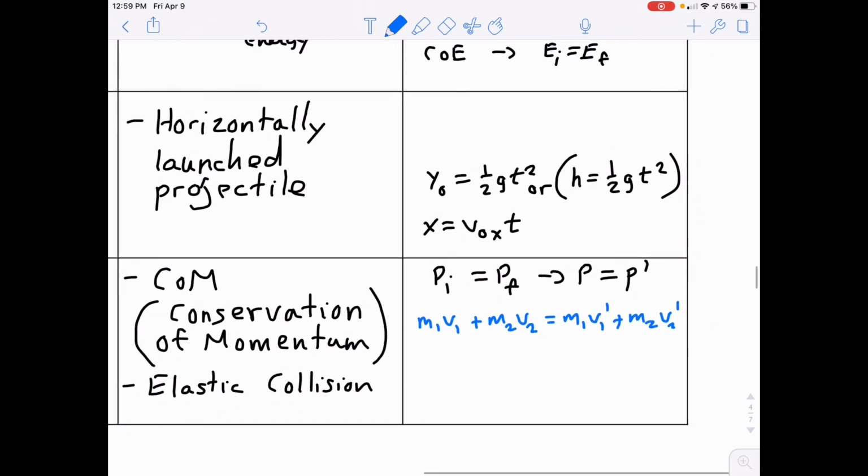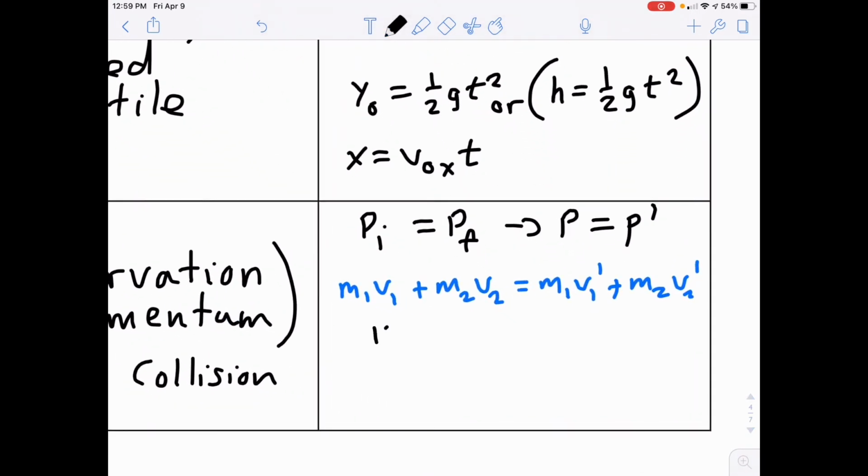Now, since this is also an elastic collision, that means kinetic energy is also conserved in the collision. So kinetic energy before the collision equals kinetic energy after the collision. That's a pretty fundamental concept right there.